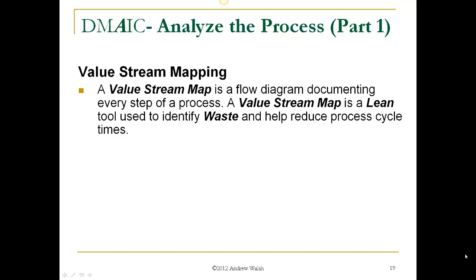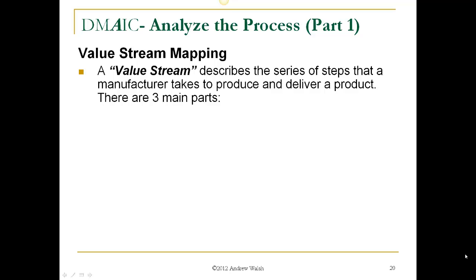A value stream map is a flow diagram documenting every step of a process. A value stream map is a lean tool used to identify waste and help reduce process cycle times. The value stream map describes a series of steps that a manufacturer takes to produce and deliver a product, and there are three main parts.